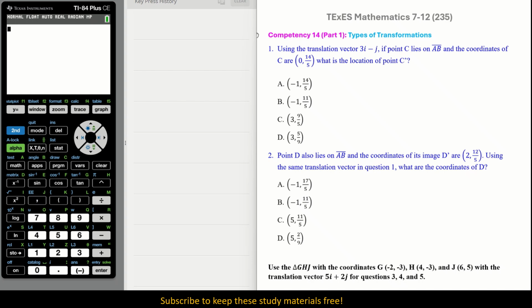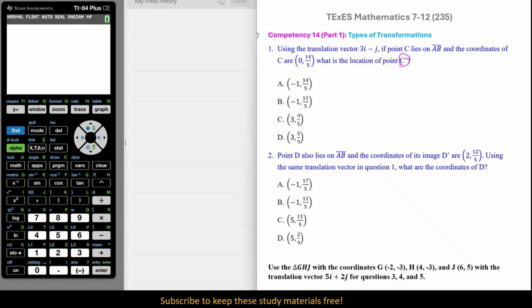Okay, number 1, using the translation vector 3i minus j, if point C lies on AB and the coordinates of C are 0, 14 over 5, what is the location of C prime? So what you're doing is you're sliding, translating, so that implies addition. So what do we really have? Remember, we're going to use application for this. So let's look at it in that way.